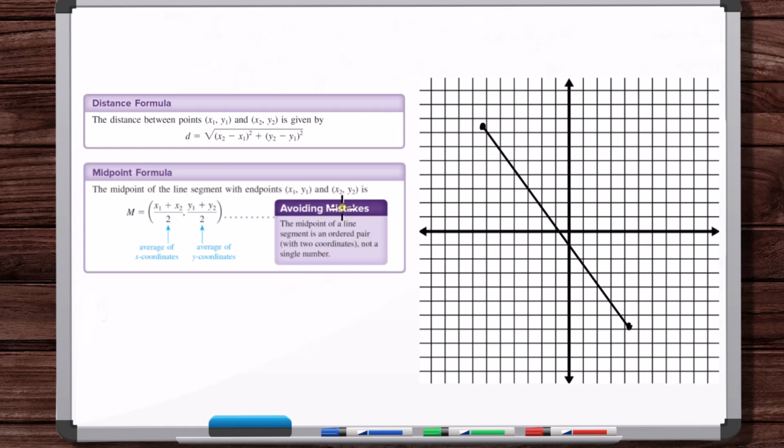Now, with the midpoint formula, you can once again pick any 2 points you want, and the midpoint formula will allow you to calculate the coordinates of the midpoint of the line that connects those 2 points.